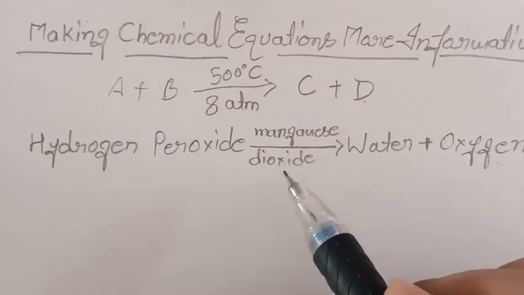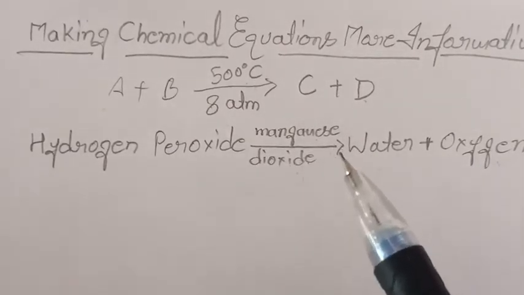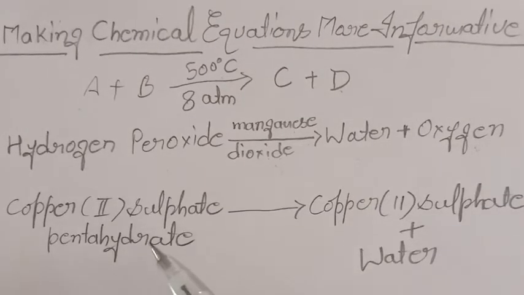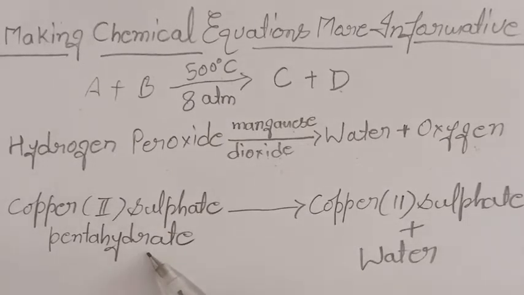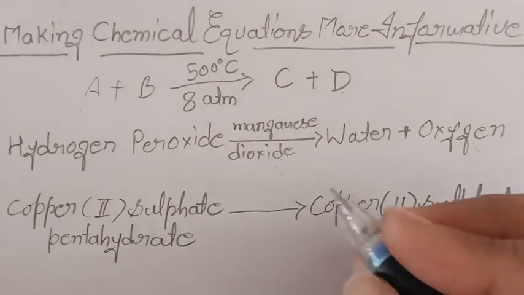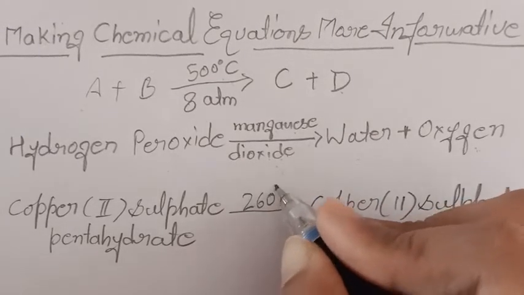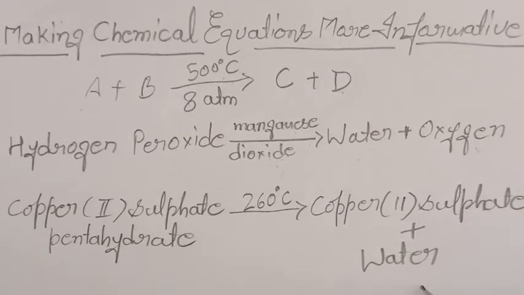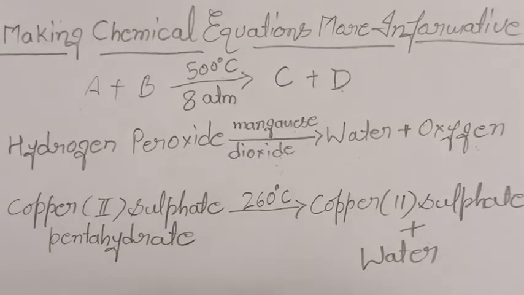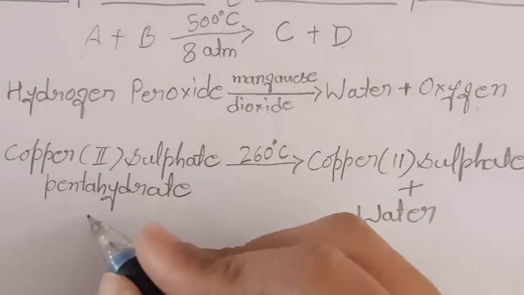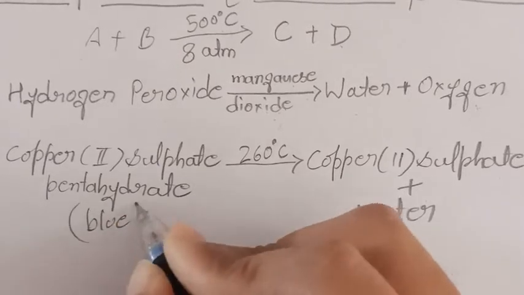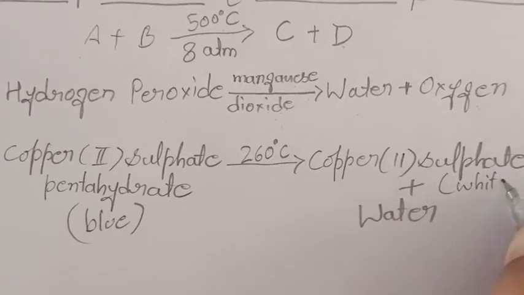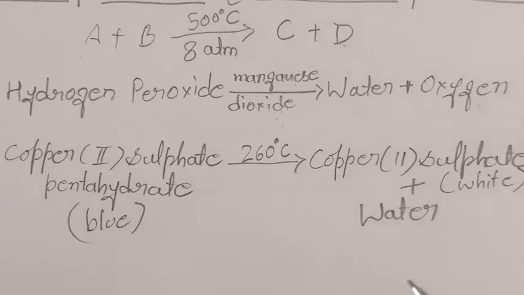So this is the first condition, and the second is mentioning the color and state of reactants and products. In this reaction, copper(II) sulfate pentahydrate, on being heated at 260 degrees Celsius, is converted into copper(II) sulfate plus water. First we have to provide the color. Copper sulfate pentahydrate is blue in color, and copper sulfate is white in color. Then what is the state?